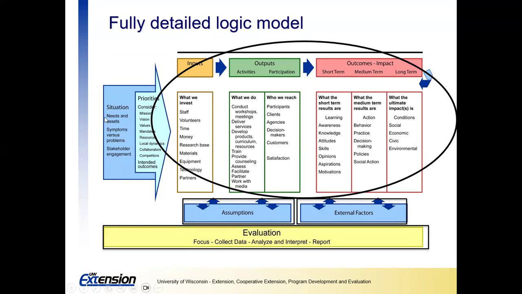We see the situation. The next step they list the priorities. The next step is the inputs. And then they talk about the outputs, the activities they plan to do, and the participants they plan to focus on. Then they move to the outcome or impact, which talks about the short term, midterm, and long term. Then they talk about the assumptions they're making and the external factors that can prohibit it from taking effect.